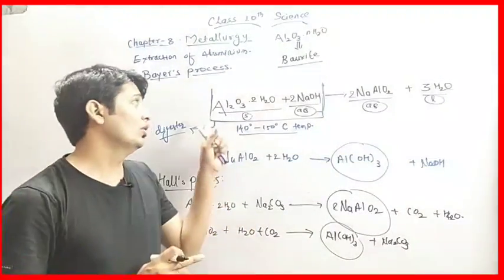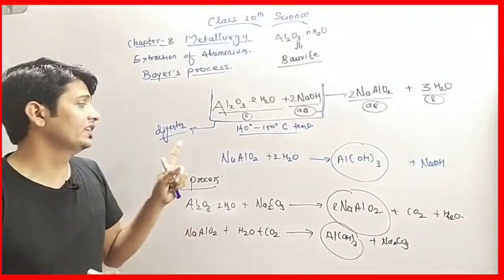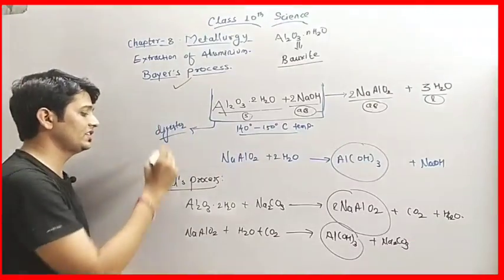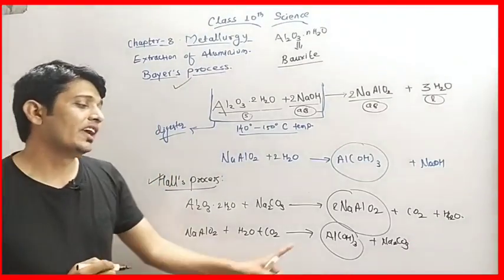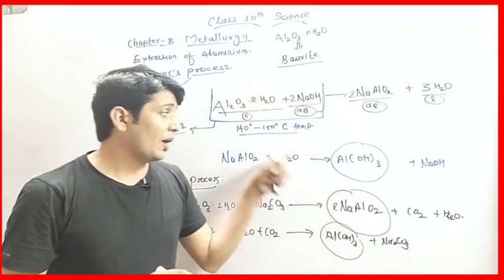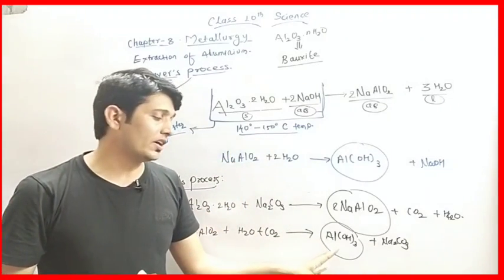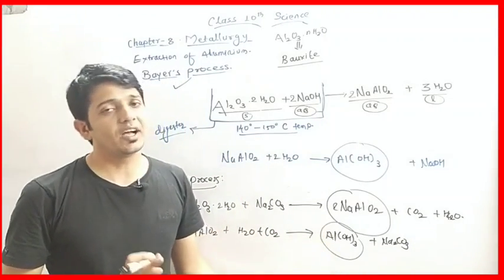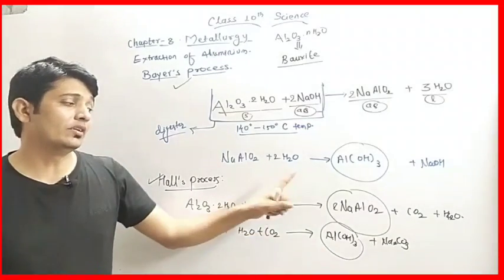Okay, so at the end of both the processes, that is in Bayer's process as well as in Hall's process, aluminium hydroxide is formed. Now you have to write up to here, then we will move further to what happens to the aluminium hydroxide. Okay, so write down till here.